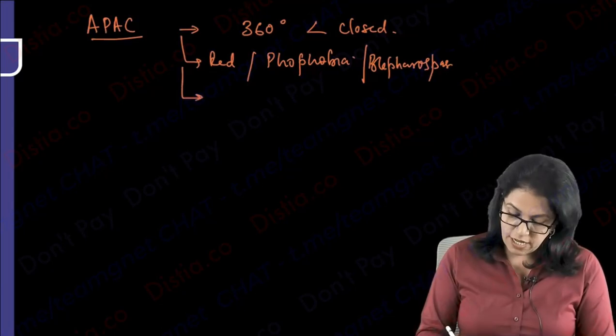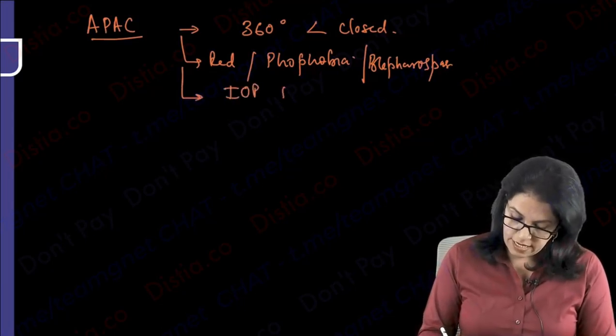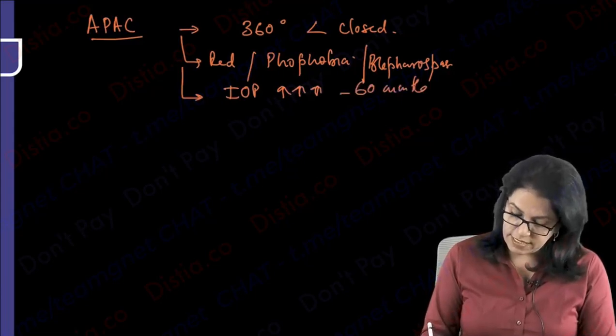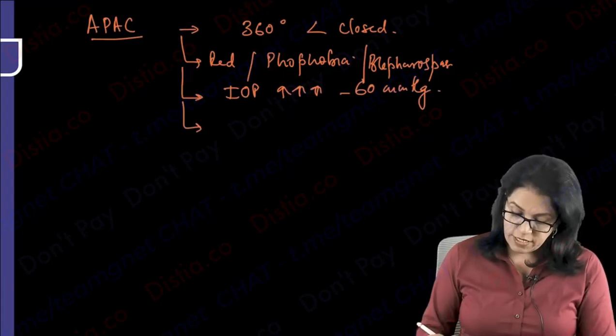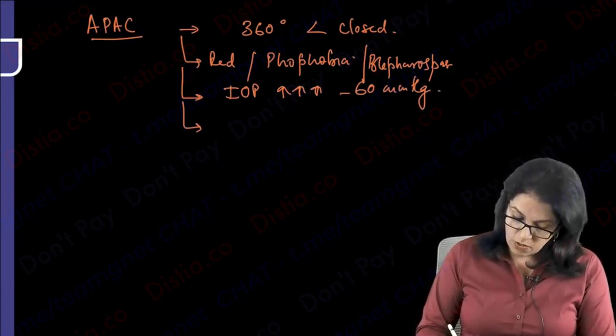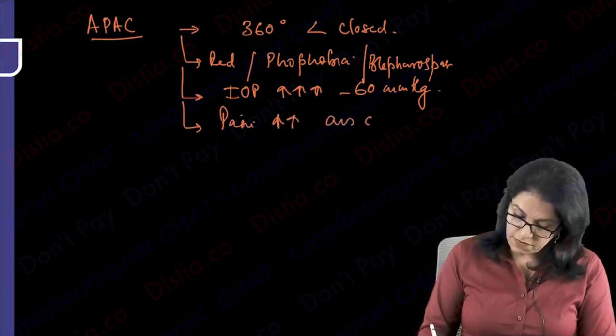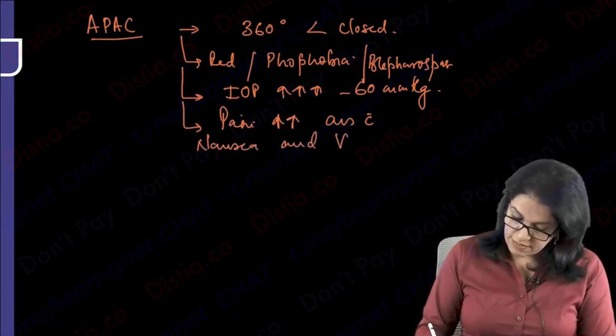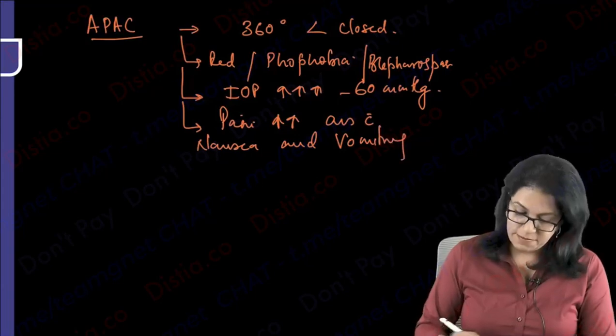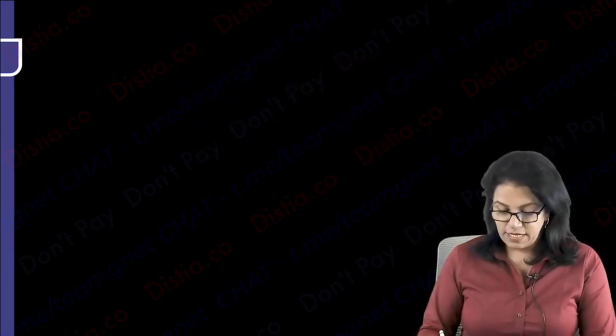We talked about such high pressures that can go as high as 60 mm of mercury. Let us note down 60 mm of mercury. And what else we will understand here is a lot of pain. Pain is so much that it is associated with nausea and vomiting. What will I see on examination? Let's make a diagram.